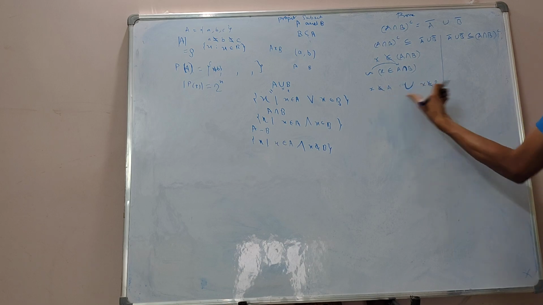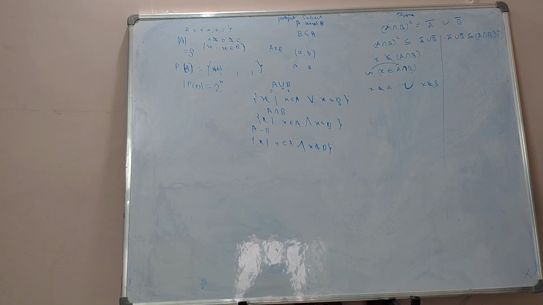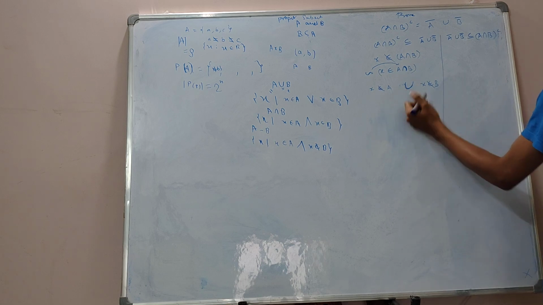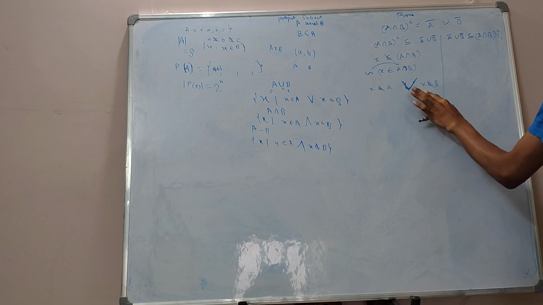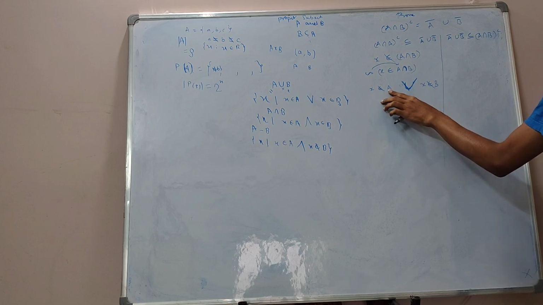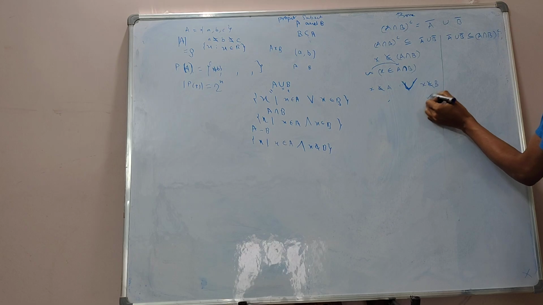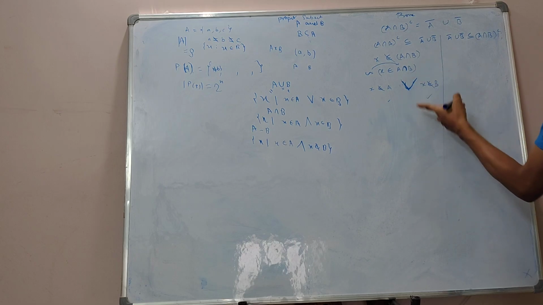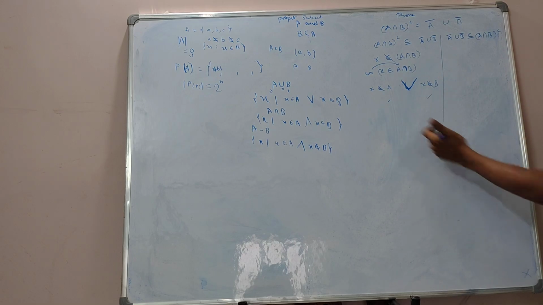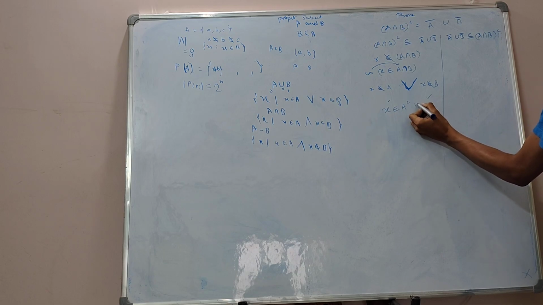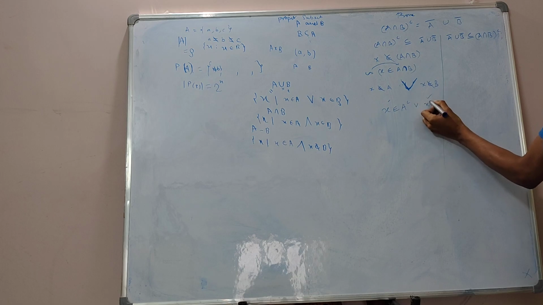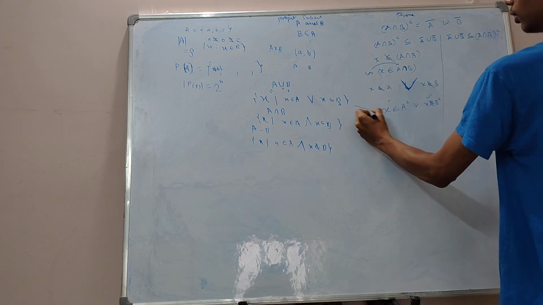So it can be written like this, or here I am writing this as x belongs to A, or x does not belong to A. This will also work. X does not belong to B. This also works. This is what? Or, right? So I can say x belongs to A complement, or x belongs to B complement. Sorry, x belongs to B complement. And these and these are the same thing.